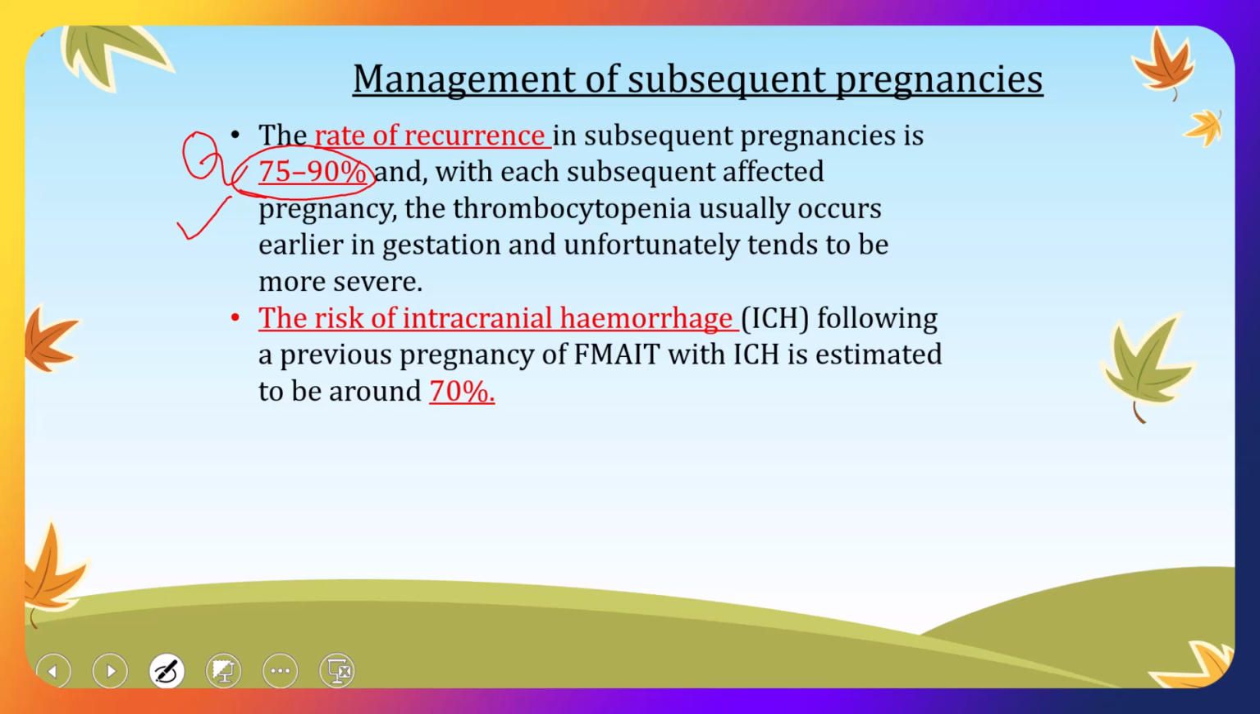And with each subsequent affected pregnancy, the thrombocytopenia usually occurs earlier in gestation and unfortunately tends to be more severe. So the risk of intracranial hemorrhage following a previous pregnancy of FMAIT with intracranial hemorrhage is estimated to be around 70%. So this gives a bad sign, because if a mother gives a history of intracranial hemorrhage in her previous baby, in this pregnancy you have to be very careful, because the recurrence of intracranial hemorrhage can be around 70%.